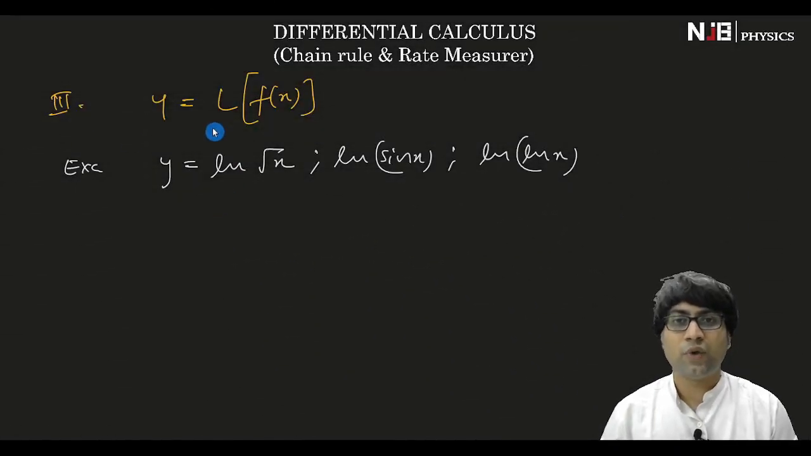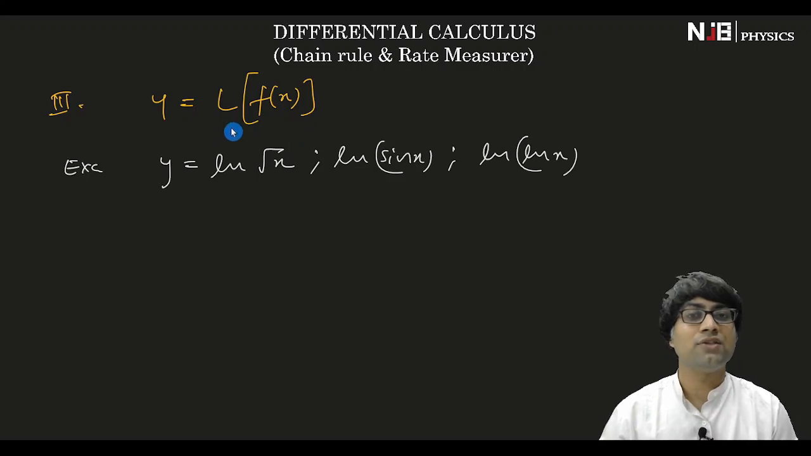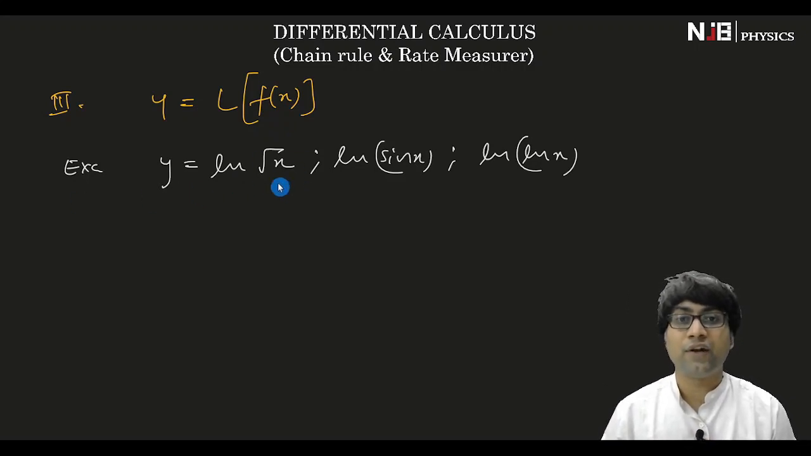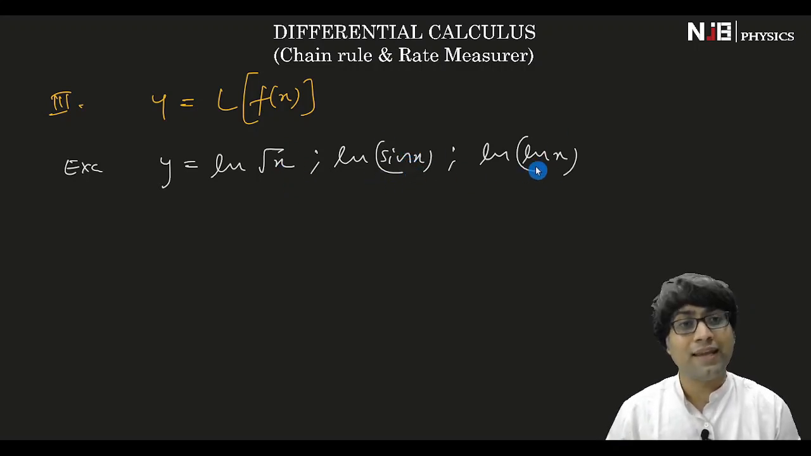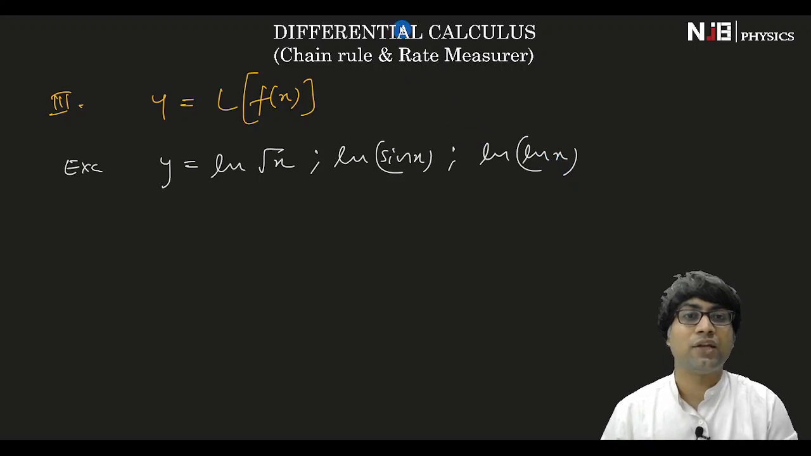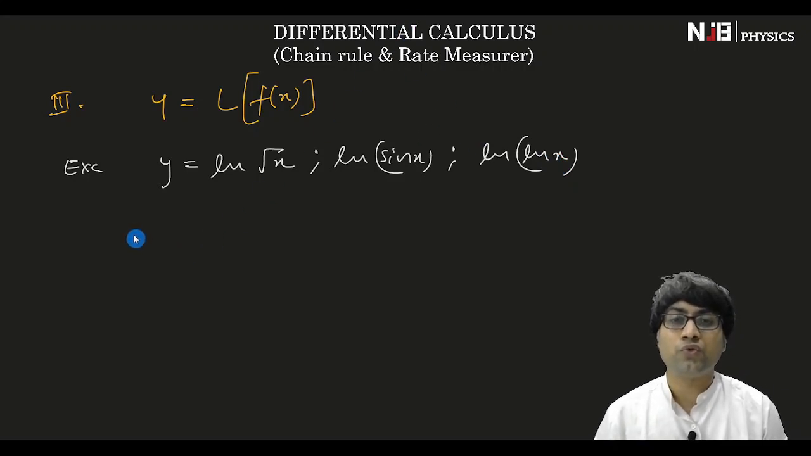This is the third situation: y equal to L of f of x. What is this L? L is a logarithmic function, either to the base e or to the base 10, and f of x is a function whose derivative is already known to us directly. In this situation also we can use the chain rule. For example, y equal to ln of root x, we know the derivative of root x. Ln of sine x, we know the derivative of sine x. Ln of ln x, we know the derivative of ln x.